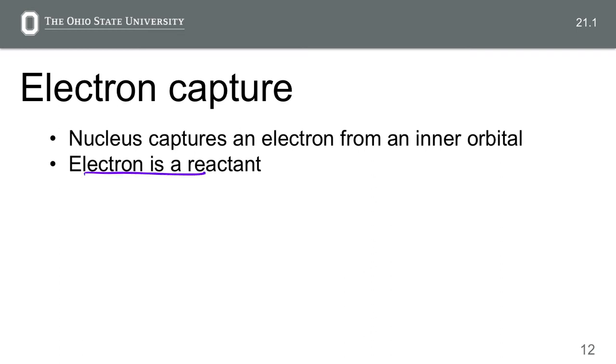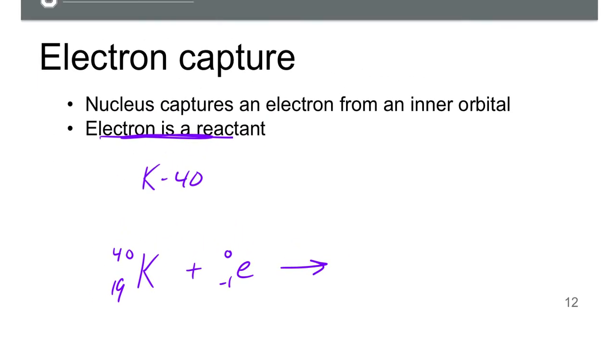So here we have an electron then as a reactant as opposed to a product. So this is one of the few things where we have an electron, or 2 reactants, excuse me. So an example of this is potassium-40, atomic number 19. It's going to pick up an electron from an inner orbital to form argon with atomic number 18. Again, 19 minus 1 to get 18. And then same mass number.